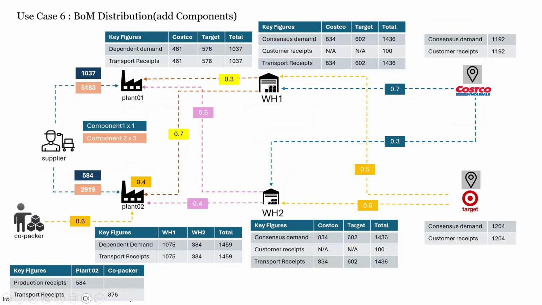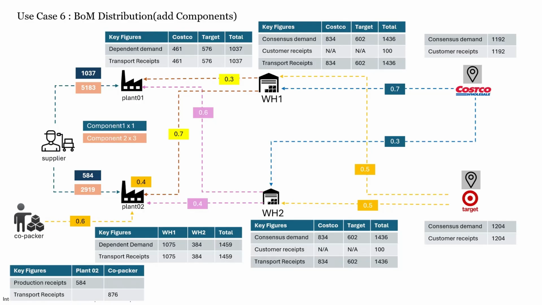So what we see over here in this use case is that there are two customers. One is Costco and one is Target. And warehouse one and warehouse two are fulfilling the demand of these two customers. And there is a fulfillment ratio from each of these warehouses to the customers. Target is getting an equal distribution from warehouse one and two, whereas 30% of the demand of Costco is made from warehouse two and 70% is made from warehouse one.